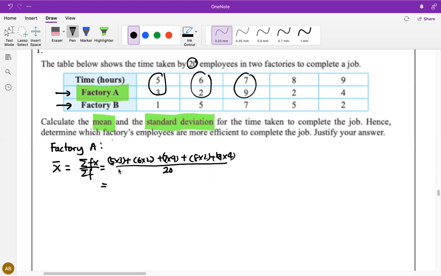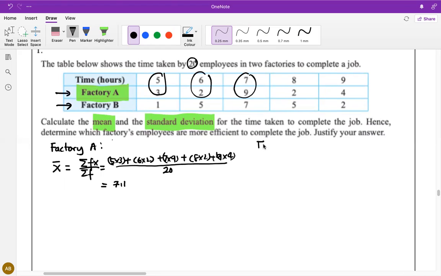So if you use your calculator, it's 15 plus 12 plus 63 plus 8 times 2, 16, plus 36. So it's 142 over 20. So it's 7.1. Okay, the mean is 7.1.